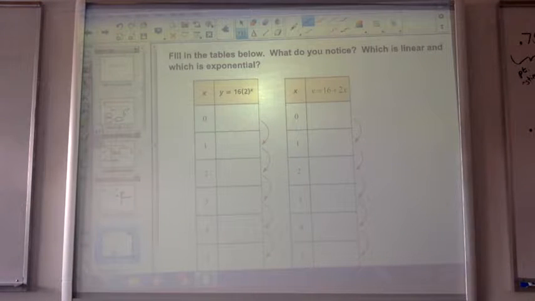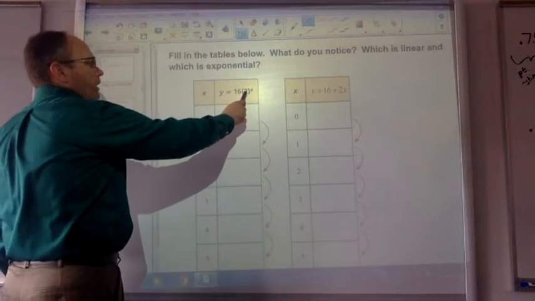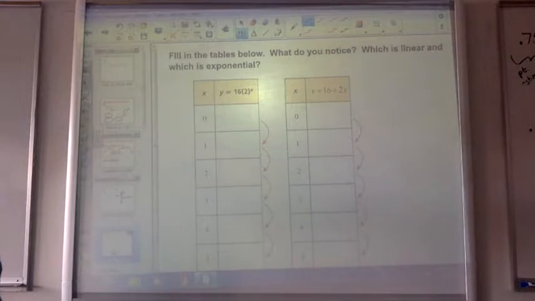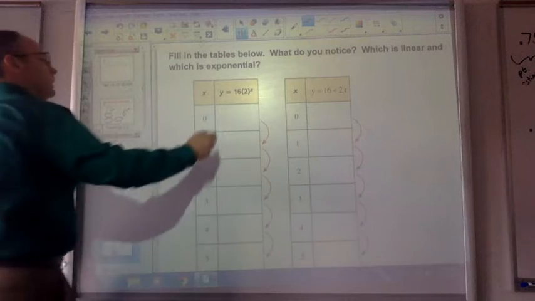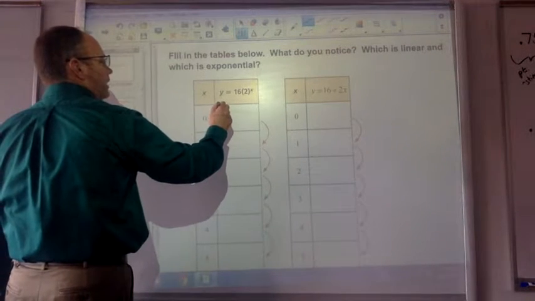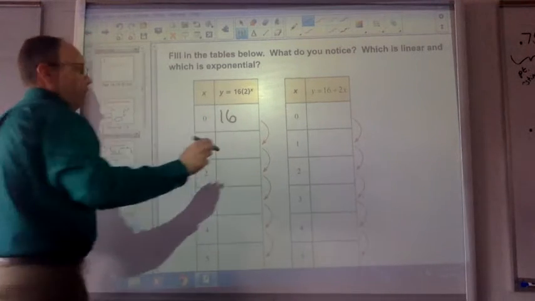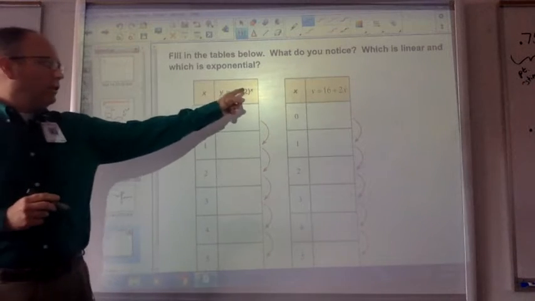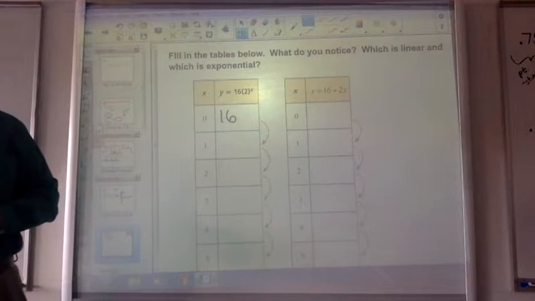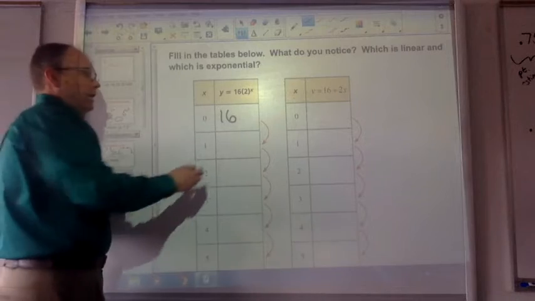The other one's linear because that's set up as y equals mx plus b, where they just took mx plus b and flip-flopped it. So if I were to take 0 and plug it in, 2 raised to the 0 power is 1. 2 to the 0 is 1, so I get 16 times 1 is 16. Okay, if I plug 1 in, 2 to the first power is 2. What's 2 times 16?